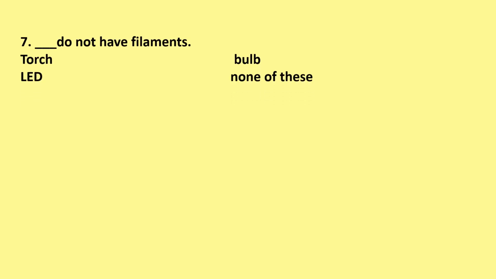Question number 7. Dash do not have filaments. Either torch, LED, bulb or none of these. So what is a filament? A filament is a glowing thin wire which we see inside a lamp. So what does not have a filament? Torch, LED, bulb or none of these. The correct answer is LED.